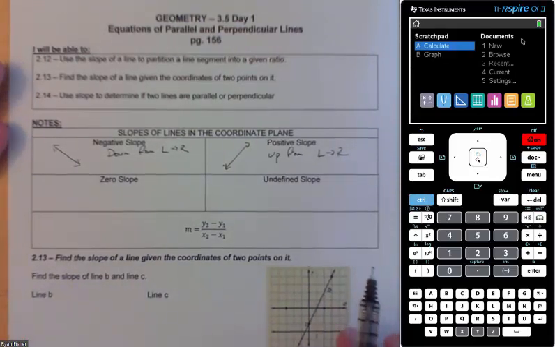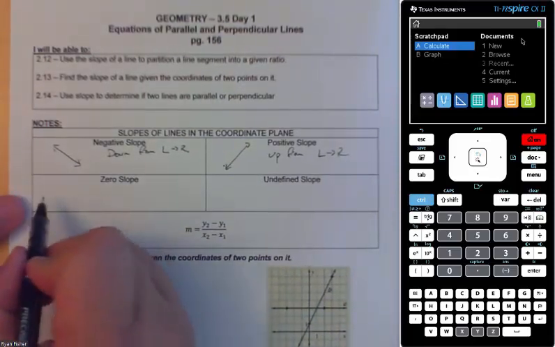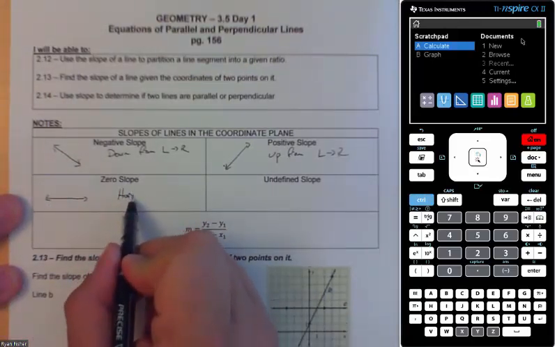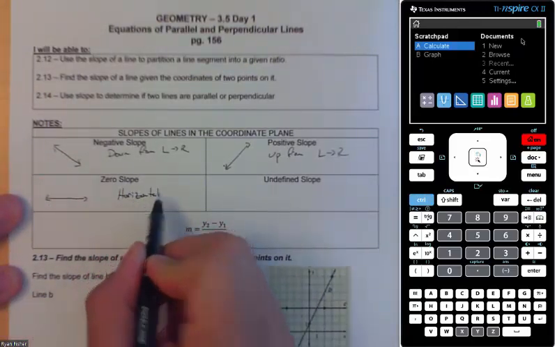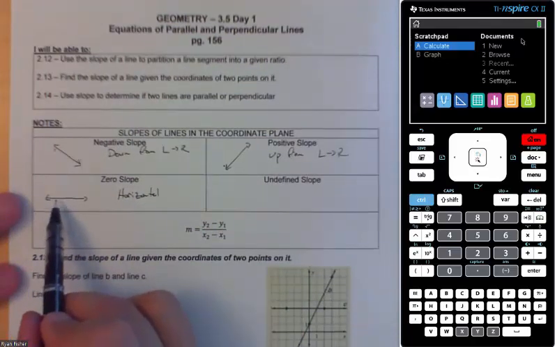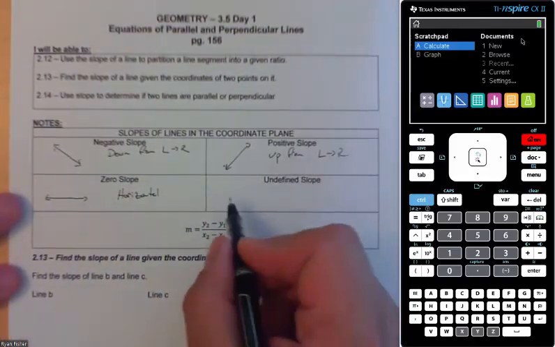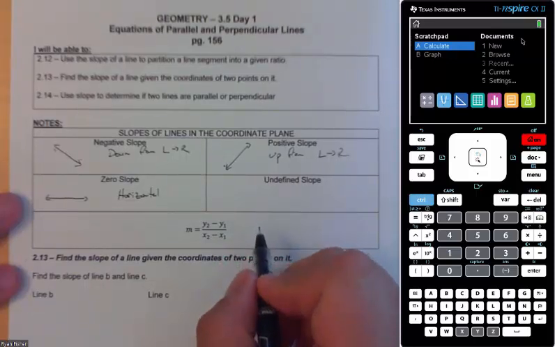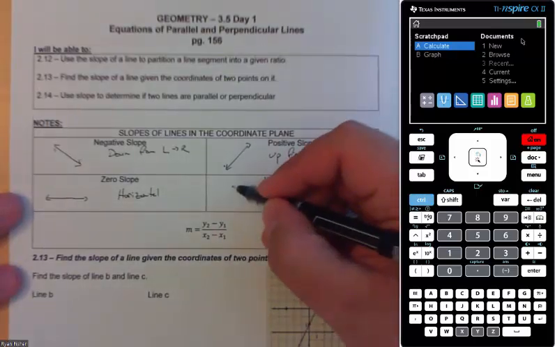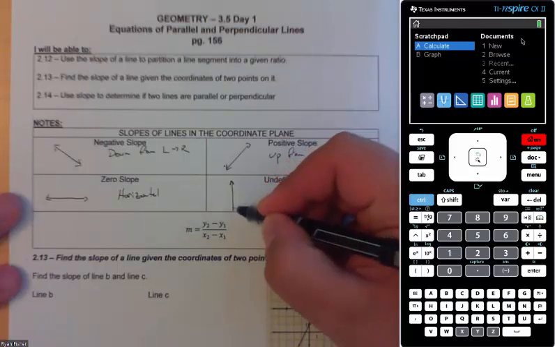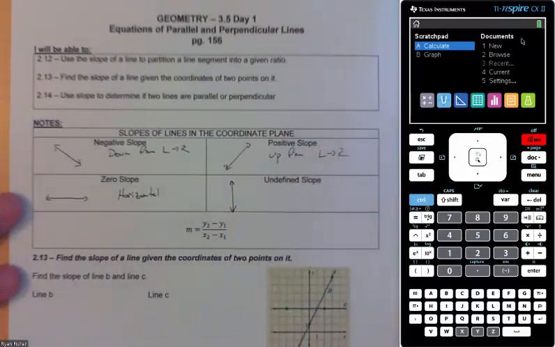We say that a line has zero slope if it's horizontal, meaning the output, or the y, does not change as x gets bigger and smaller. An undefined slope means the x doesn't change as y goes up and down, or there's only one input.